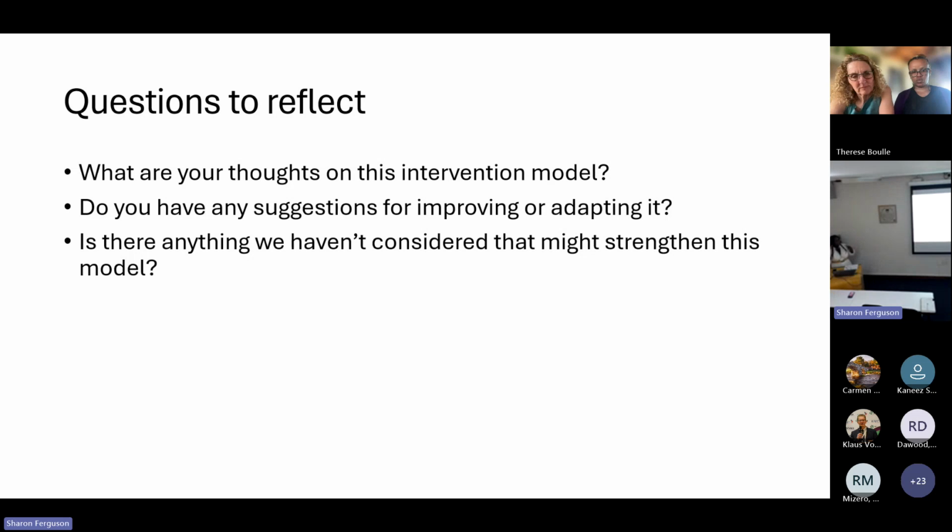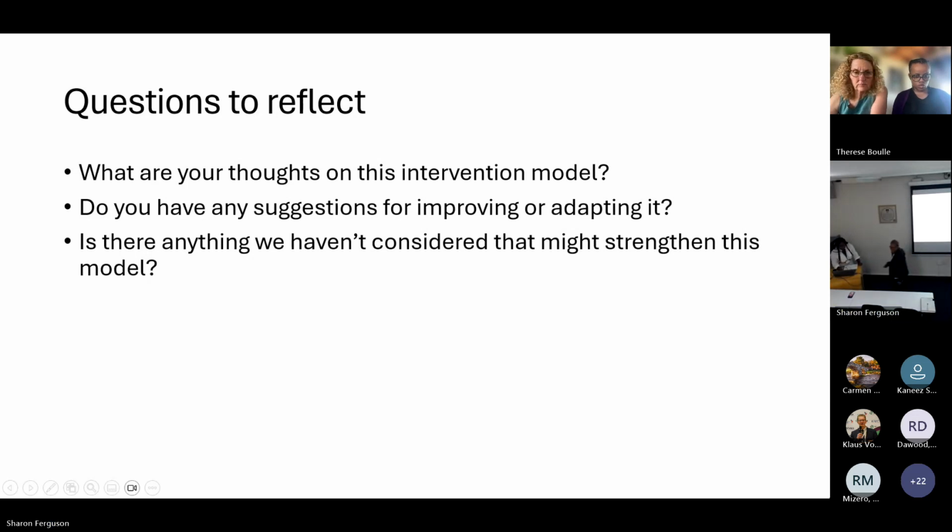So we are not yet going into our breakout rooms, but we just want to have questions for reflection. What are your thoughts on this proposed intervention? Do you have any suggestions, or are there things we haven't considered that might strengthen this model? With that, I thank you, and I call on Christine to share the community perspective.